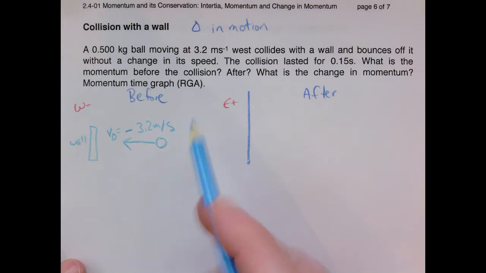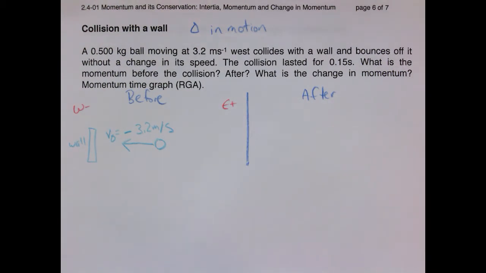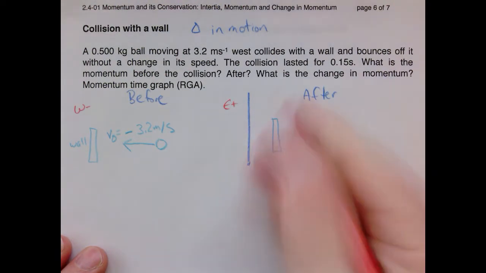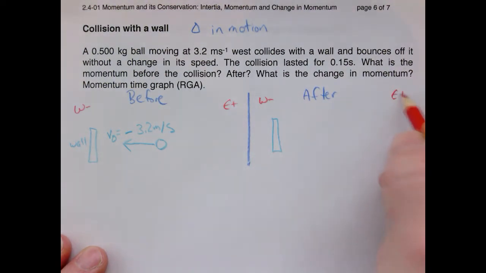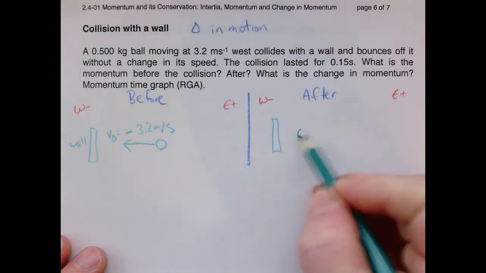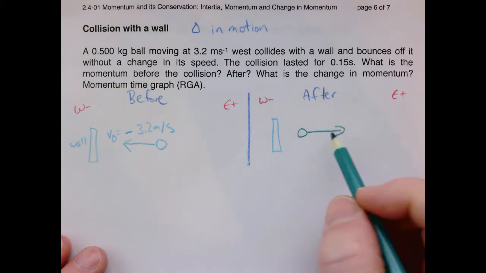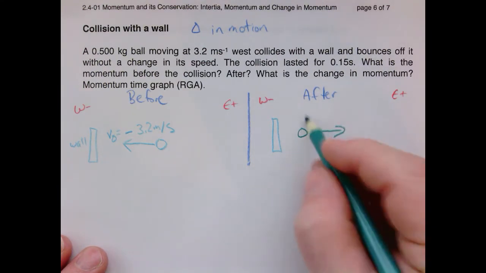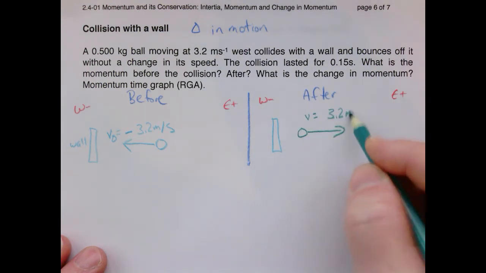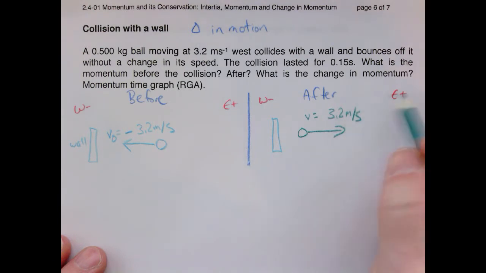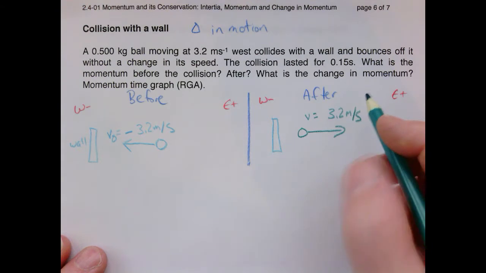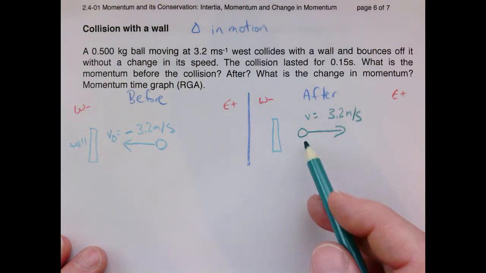It collides with the wall and bounces off it without a change in speed. So again, we have our wall after, we have east and west, and now the ball is traveling this way without a change in speed. So the final velocity, or the instantaneous velocity, has the same speed, 3.2 meters per second, but it's headed in the other direction, so it's now positive. All right, that's very good. And we know the whole collision takes 0.15 seconds.